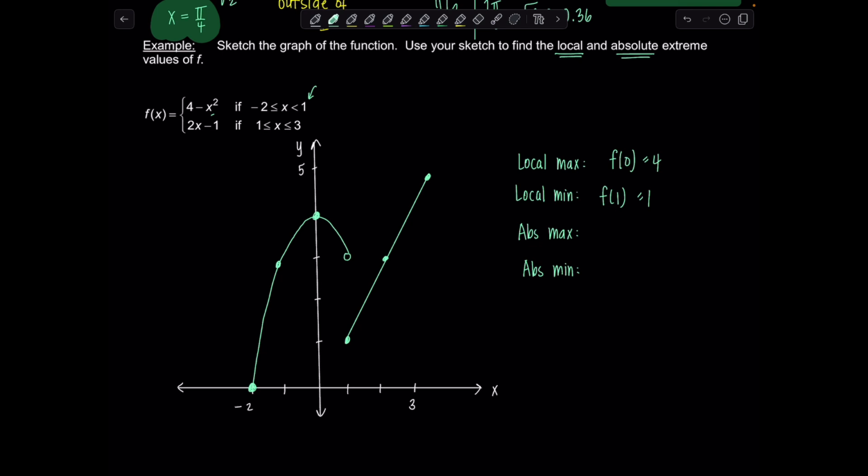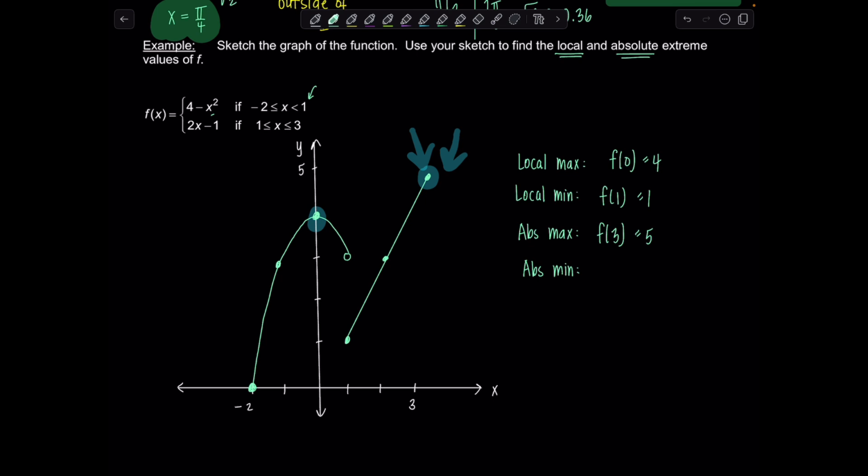Absolute max, do we have one? Yes, right here. This is our absolute max. Not this one, because this function value is larger. So my absolute max is f of 3, which is 5.